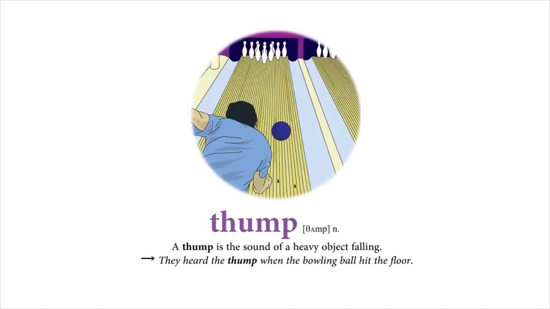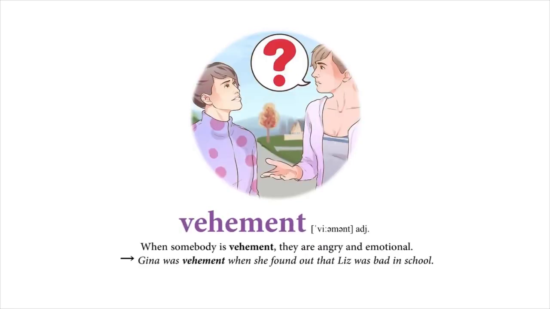Thump. A thump is the sound of a heavy object falling. They heard the thump when the bowling ball hit the floor. Vehement. When somebody is vehement, they are angry and emotional. Gina was vehement when she found out that Liz was bad in school.